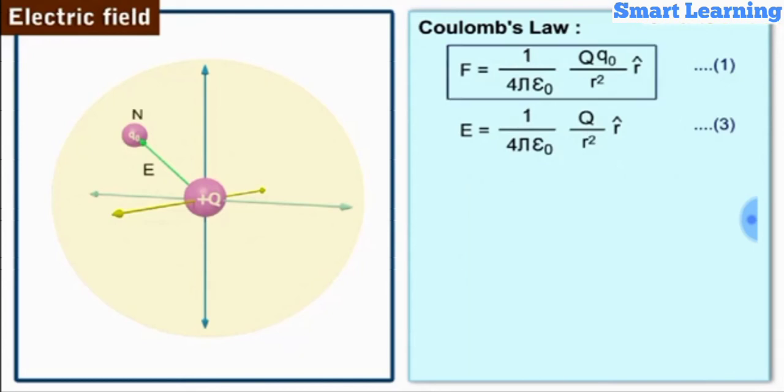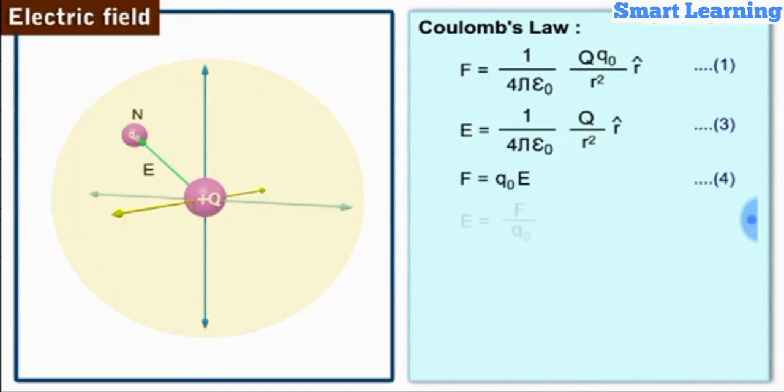From equations 1 and 3, the force on the charge q0 can now be expressed as F equal to q0 E. Let us label it as equation 4. Hence we can write the electric field strength at N as E equal to F by q0. Let us label it as equation 5. The above equation is valid as long as the test charge q0 is very small and its own electric field is negligible.